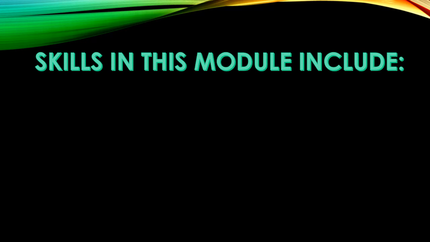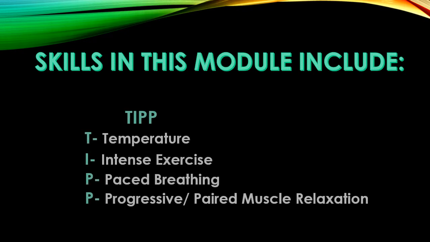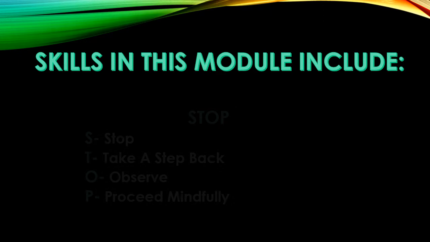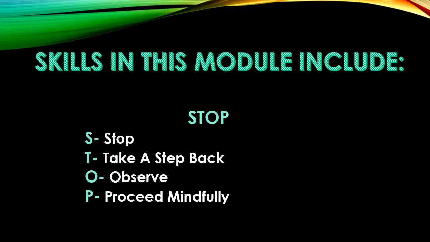Another set of skills we will be learning about in this module are the TIP skills, where we have T for temperature, I for intense exercise, P for paced breathing, and P for progressive paired muscle relaxation. Another set of skills we will be learning about are the STOP skills, where S is for stop, T is for take a step back, O for observe, and P for proceed mindfully.